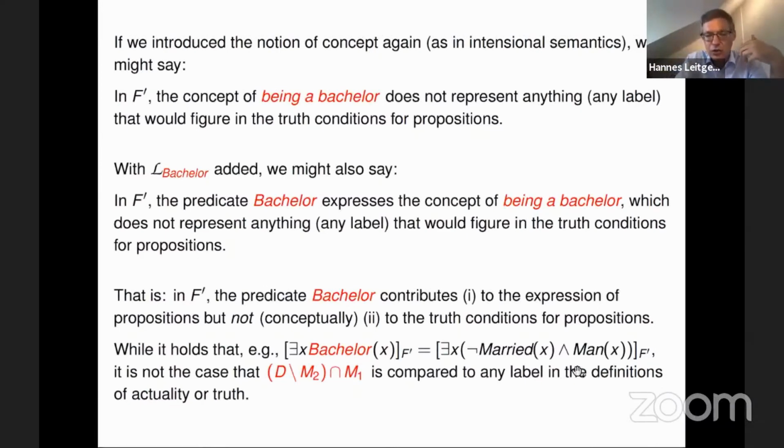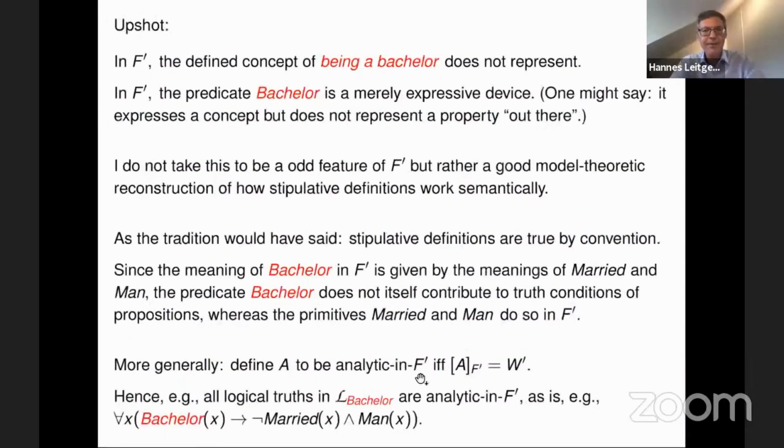It didn't contribute to the proposition thereby expressed here, to that square brackets here. So the upshot is that the defined concept of being a bachelor doesn't represent, and the predicate bachelor is a merely expressive device. You could say it expresses a concept, but it doesn't represent the property out there. And now you might think, yeah, Hannes, again, this weird framework, sure, I believe that, but why should I care? But I would say that what I've just done is I try to rationally reconstruct how stipulative definitions work semantically, or model theoretically, if you like.